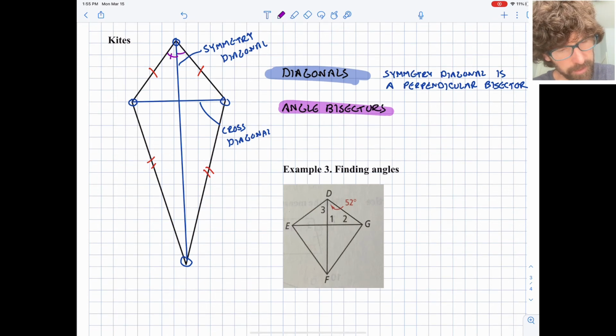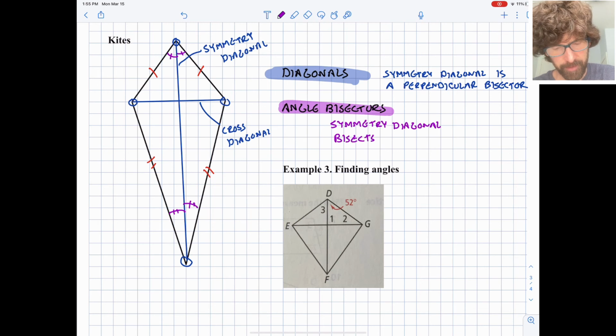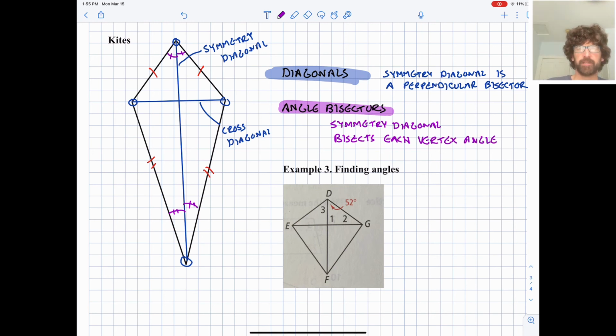And what we can conclude here is that the symmetry diagonal, but not the cross diagonal, bisects each vertex angle. And that, I think, is intuitive just in the way that the symmetry diagonal creates a line of symmetry through the kite. Okay, so you would expect those two angles to be congruent.